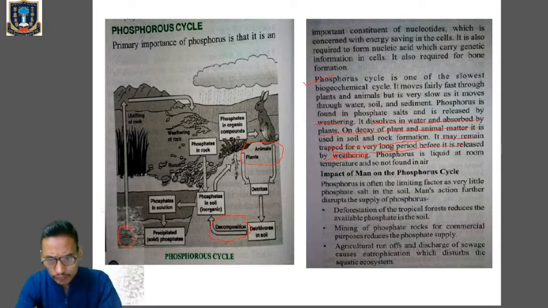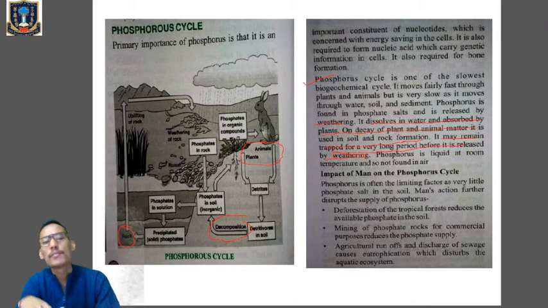Now what is the impact of man on the phosphorus cycle? Now phosphorus is simply present in the form of phosphate salts and released by the process of weathering, that we have learned. Okay, and it's very important that it is often the limiting factor, as there is very little phosphate salt present in the soil. Okay, so man's action further disrupts the supply of phosphorus.